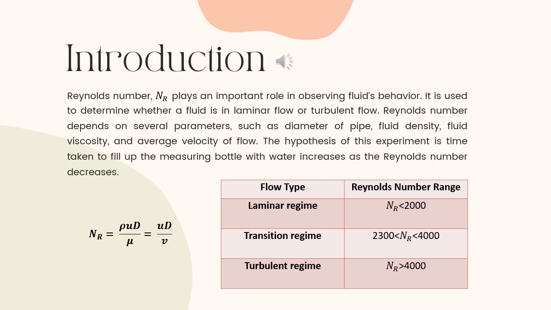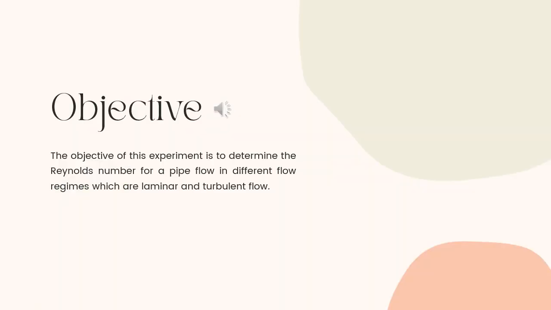Fluids having Reynolds number smaller than 2000 are laminar because of high viscosity and or low velocity. Fluids having Reynolds number bigger than 4000 are turbulent, typically due to high velocity and or low viscosity. Reynolds number bigger than 2300 but smaller than 4000 is transition. The objective of this experiment is to determine the Reynolds number for a pipe flow in different flow regimes, which are laminar and turbulent flow.